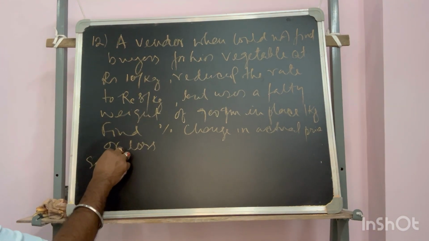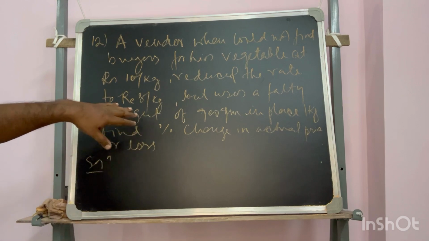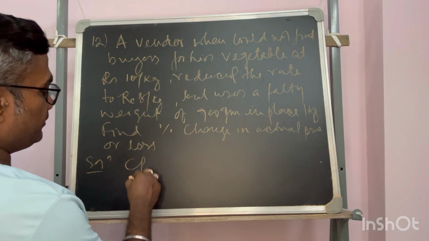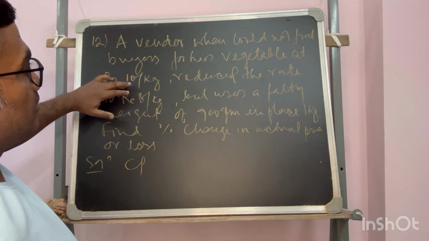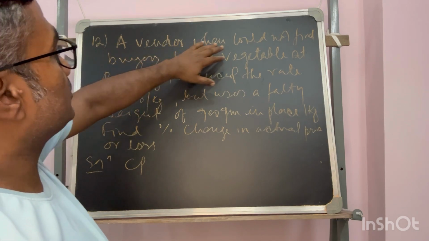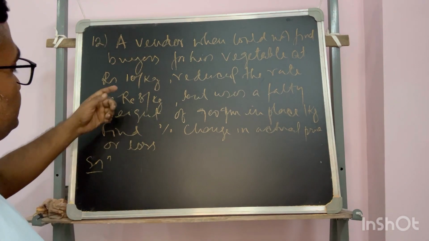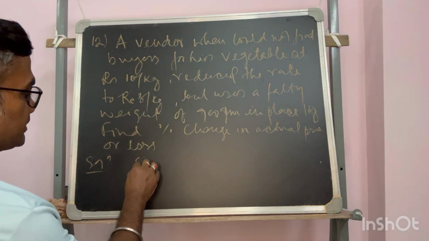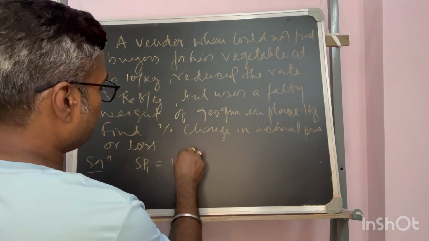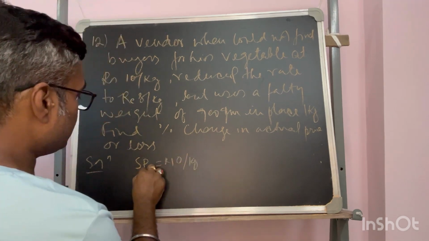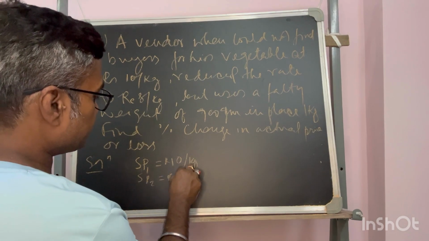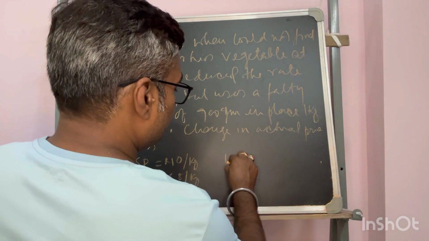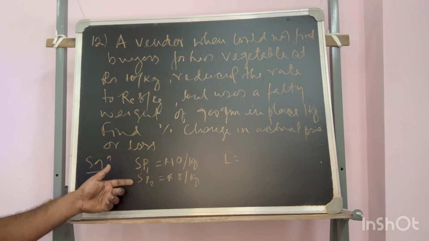Now this is again a similar problem, but here he is varying the selling price. He reduced the rate: earlier it was 10 rupees per kg, now he sells at rupees 8 per kg, isn't it? So that means he is losing something. So what is the loss for him? Here he is varying the selling price.